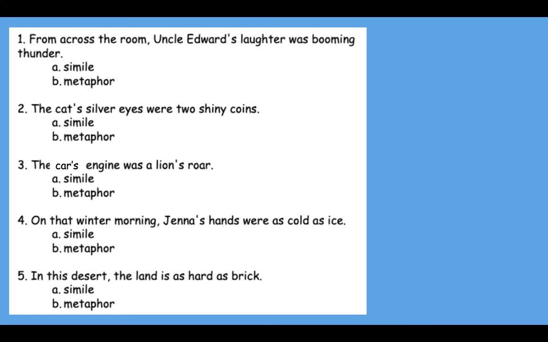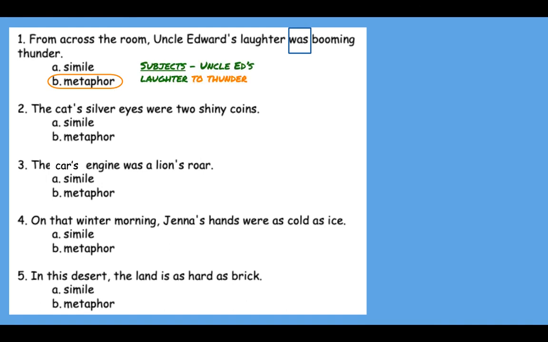So, question one. From across the room, Uncle Edward's laughter was booming thunder. This is a really funny example because I'm an uncle and I also have a really loud laugh. All right, so we see the word was in here. So we see Edward's laughter was booming thunder. So it's a comparison, but it's not using like or as, it's just saying something is something else. So I know this is a metaphor.